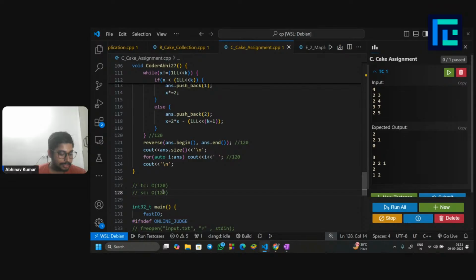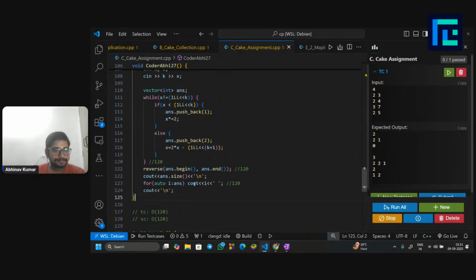Are there any other doubts in this? Extension is CPH. You can search on Google, and VS Code also, CPH, competitive programming helper. Okay, any other doubts regarding this problem?